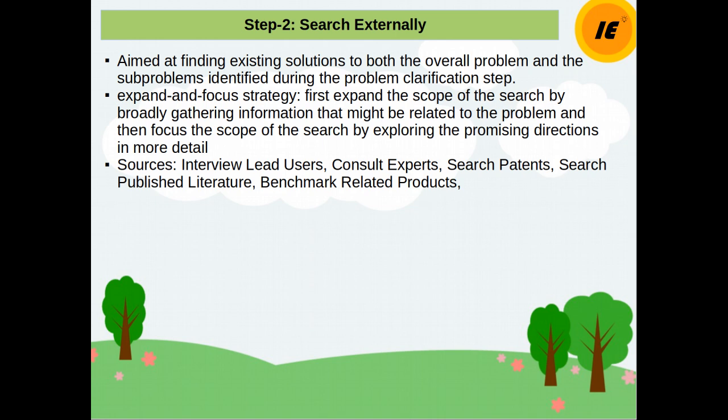External search is aimed at finding existing solutions to both the overall problem and the sub-problems identified during the problem clarification step. While external search is listed as the second step in the concept generation method, this sequential labeling is deceptive. External search occurs continually throughout the development process. Implementing an existing solution is usually quicker and cheaper than developing a new solution.